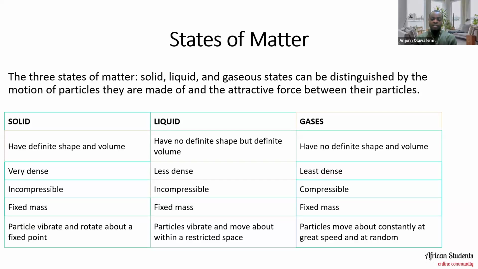Then for gases, particles move about constantly at great speed and at random. It's constantly moving and moving at random, so it's much freer. The particles in gases are much more free to move around. So that's that. We have made a comparison between the three states of matter, and we've established what the three states of matter are. Let's move on to the next one.